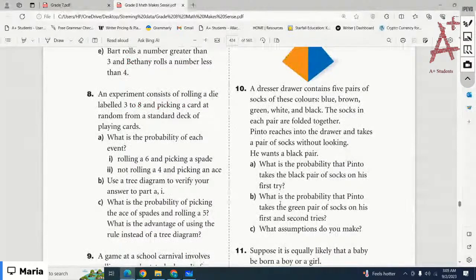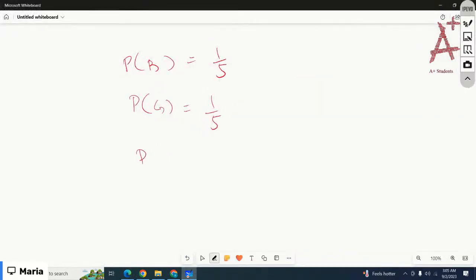Okay, the probability for black is 1/5, right? Because you have 5 colors and out of 5, just one of them is black. Now for the B part, you have to calculate the probability of green. Out of 5, you have just one pair that is green. The question asks the probability that Pintu takes green pair of socks on his first and second try. So in both tries, he gets green. So the probability of green and green would be 1/5 times 1/5, that would be 1/25, right?